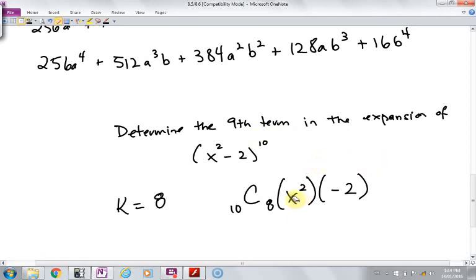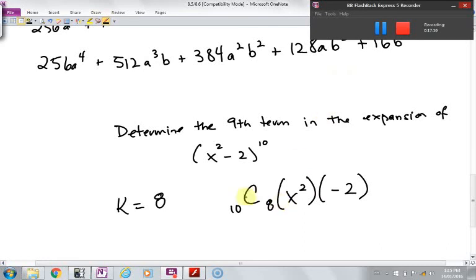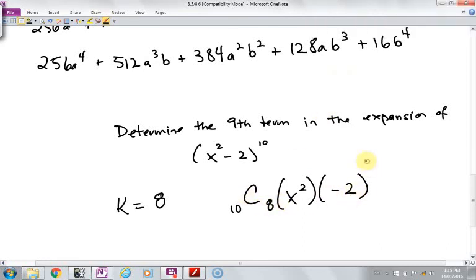So talk about it with your group. What's going to be on the x squared and what's going to be on the minus 2? Which one gets the 8? The negative 2, right, Henrik? And so the x squared gets the 2. Those two have to add to 10. And that one is the same as that one.